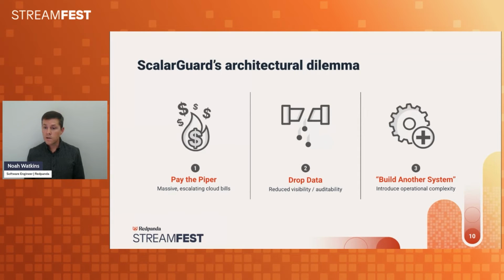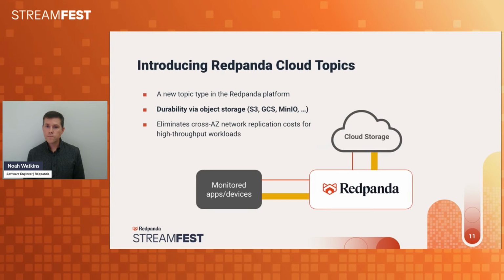The second option is to drop data. They can simply store less data, but this compromises their product, their experience, and it compromises their ability to improve detection. Or finally, they could choose to build a separate bespoke data pipeline just for the audit logs. But if they're doing this in the cloud, it's unclear how they would also escape these cross-availability zone traffic costs. None of these are really great options.